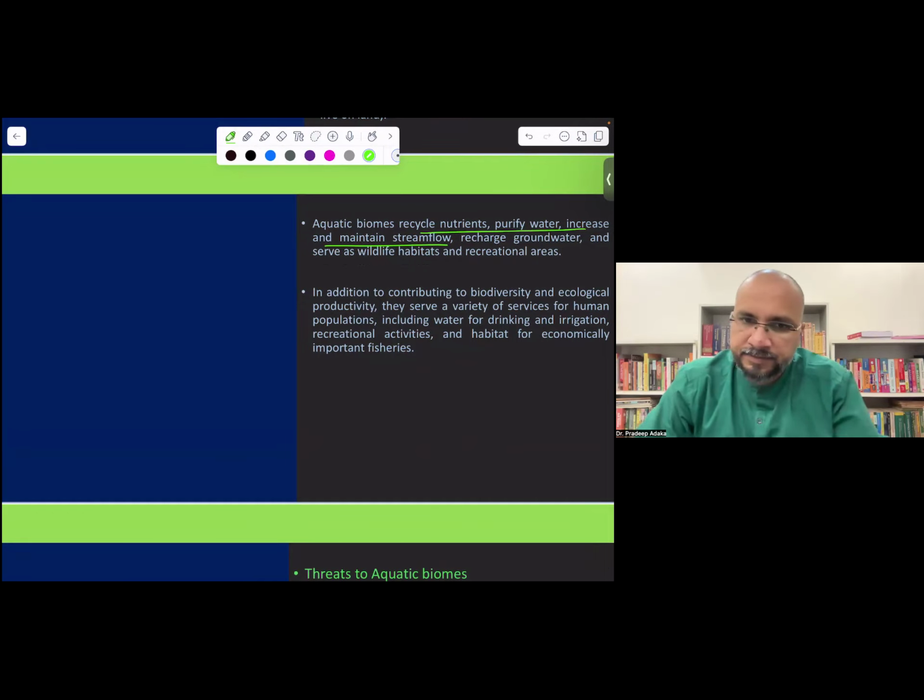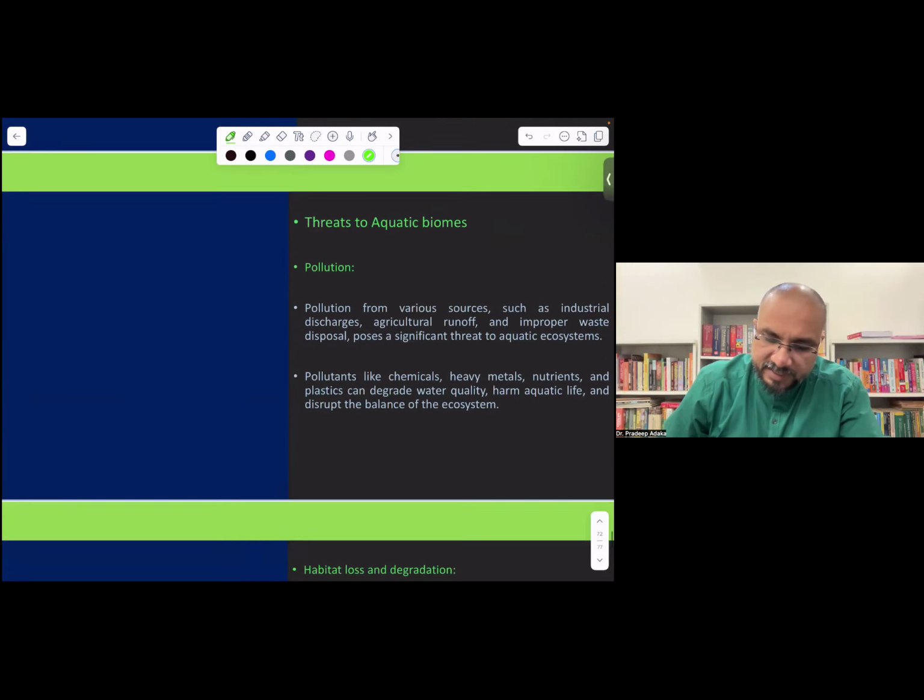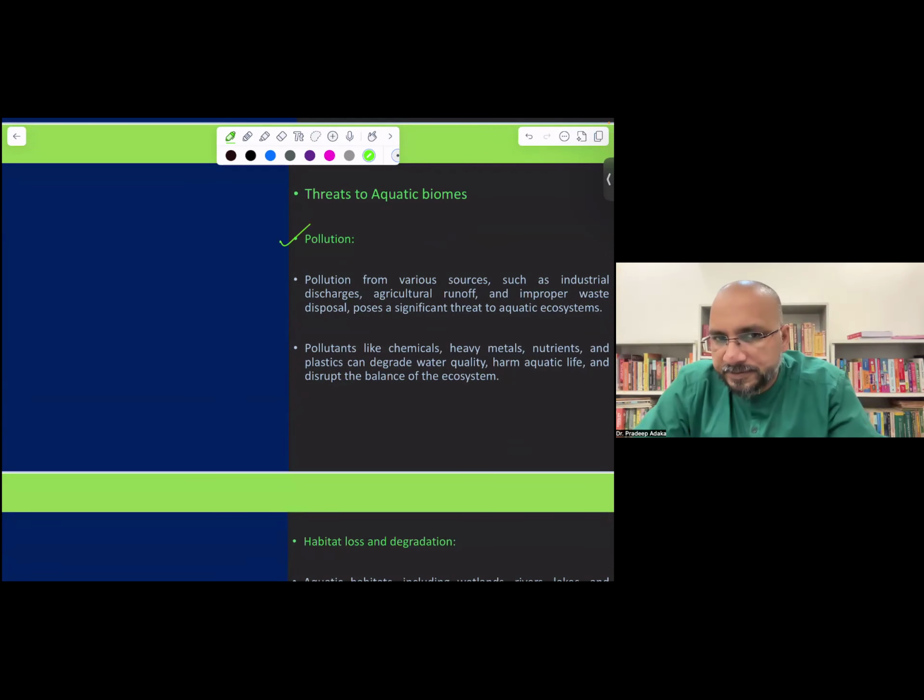So they are important. Aquatic biome, when I say both freshwater and marine, okay, marine biomes are a source of food, and they are important reservoirs of biodiversity and all that. Freshwater, we are directly dependent upon freshwater biomes for food or for drinking water. What are the threats? Pollution is one of the important threats. Pollution from different sources, point and non-point sources, ultimately goes into the streams and is dumped into the oceans.